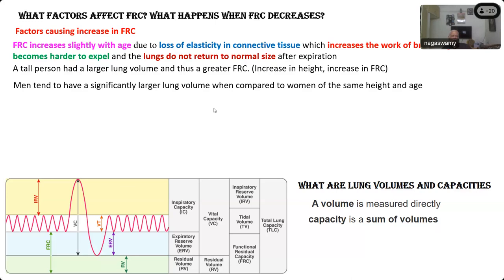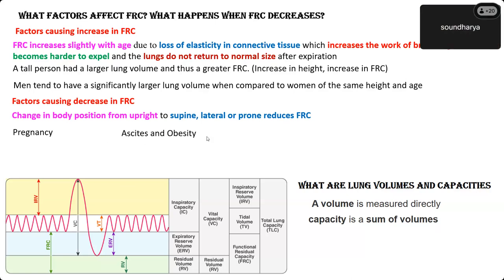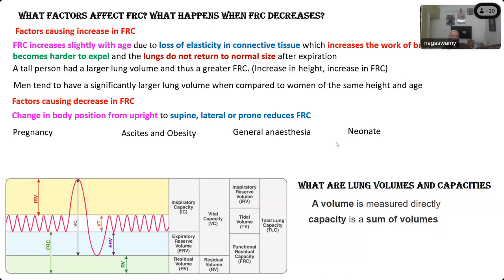But the majority of the factors try to decrease the FRC. So factors causing decrease in FRC are changes in body posture, from supine or lateral or even prone, which reduce FRC, and pregnancy, ascites and obesity, and general anesthesia. The neonates also have low FRC, and surgery, especially upper abdominal surgery, also reduces FRC.